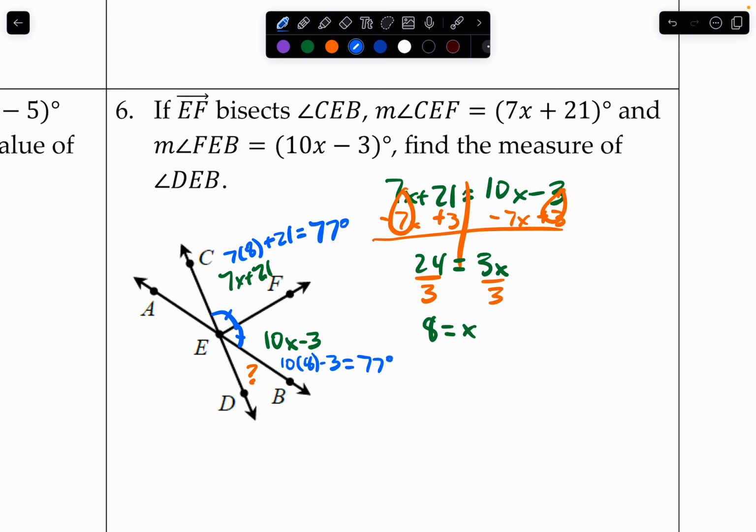What is DEB? And here's why knowing about supplementary angles is so important, and knowing about how you can create lines with angles is important, because I have CEF, FEB, and then DEB. These form this straight line, this 180-degree angle. So if I take 77 plus 77 plus whatever the measure of angle DEB is, that's going to equal 180.